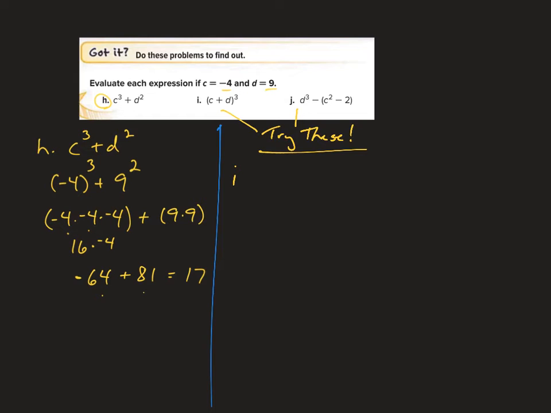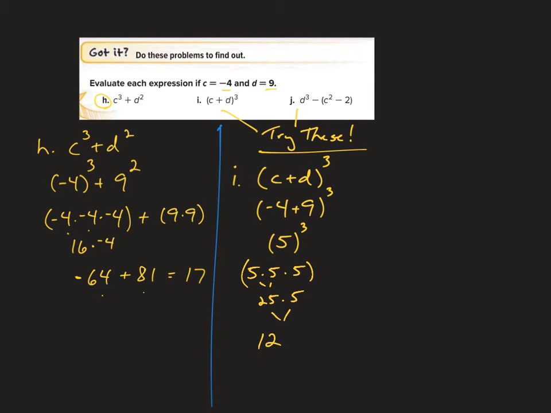So for I, we've got C plus D to the third power. Remember, we substitute in -4 for C and 9 for D. That will all be to the third power. Then we just evaluate our expression. -4 plus 9 is 5. And lastly, we take 5 to the third power, which is 5 times 5 times 5. 5 times 5 is 25. And 25 times 5 is 125.